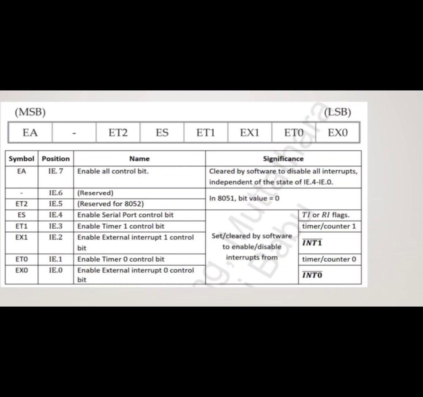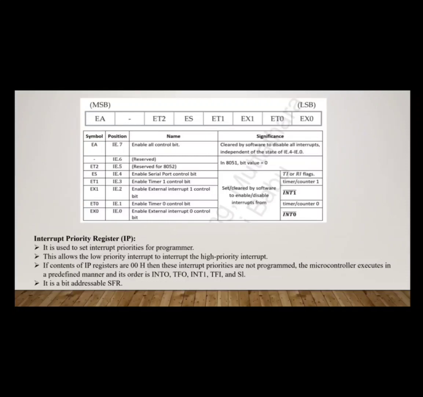So these 5 bits are set and cleared by the software to enable and disable the interrupt. In order to enable the interrupt, we should set these bits. In order to disable the interrupt, these bits should be cleared. So that's all about interrupt enable.